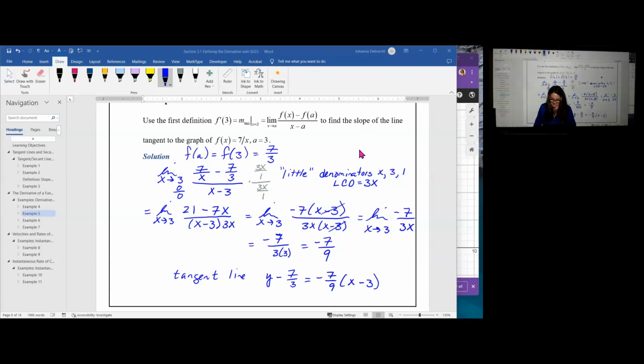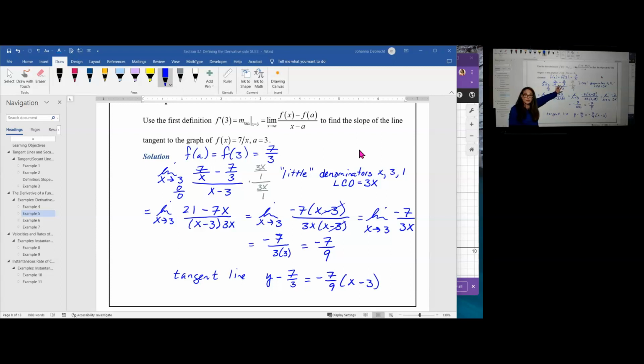So let's see how you did. On this particular one, we're told the function is 7 divided by x, and a equals 3. Next, we need to compute f of a, which is 7 divided by 3. Then we write the difference quotient inside the limit as x approaches the a value, which is 3. This gives us 7 over x minus 7/3, all divided by x minus 3. When we try to substitute the value of 3, we get 0 in the numerator and 0 in the denominator, which is indeterminate. So we know we have to do some algebra.